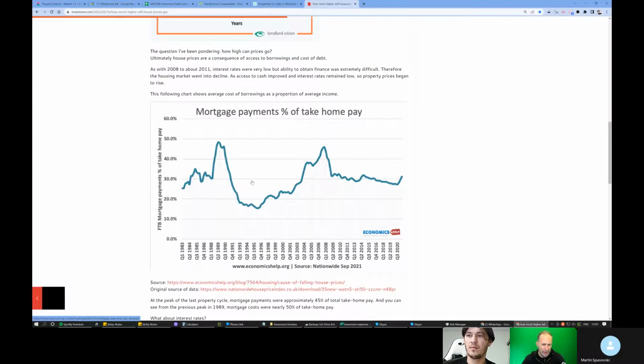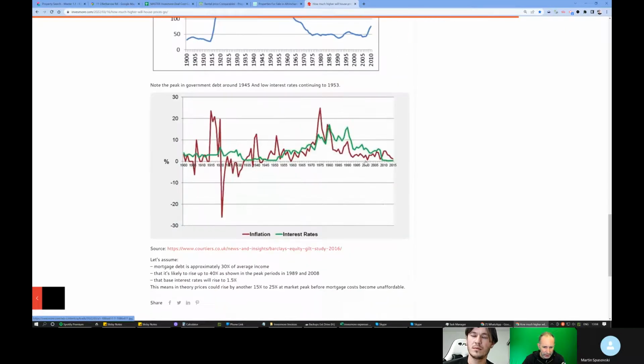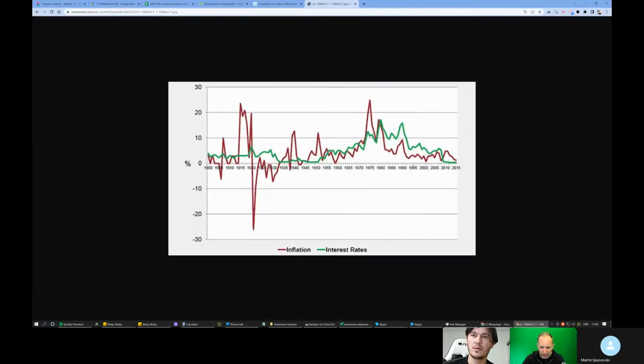So if we look at this chart, which is a really good way of understanding the duration and the extent of booms, this chart is wonderful. So this looks at mortgage costs as a percentage of take-home pay. Now the thing is, in the 90s, I'll make it bigger so you can see it, interest rates, the green lines here, were actually quite high relative to now, so sort of hovering 8-9%.